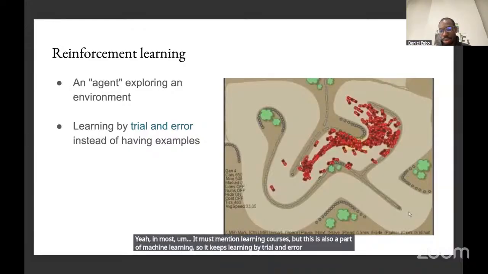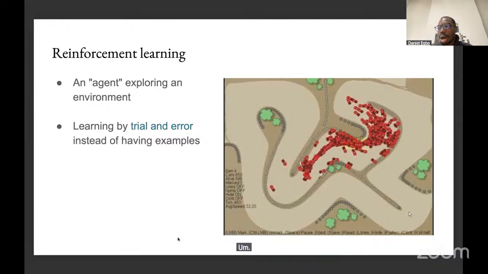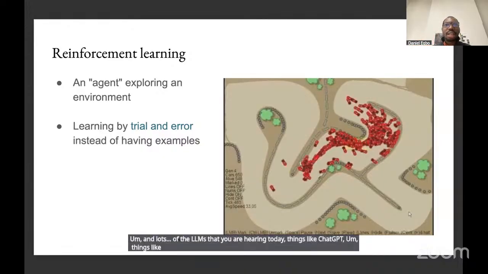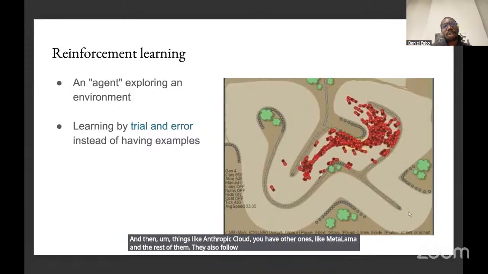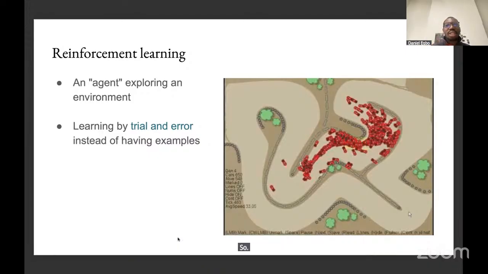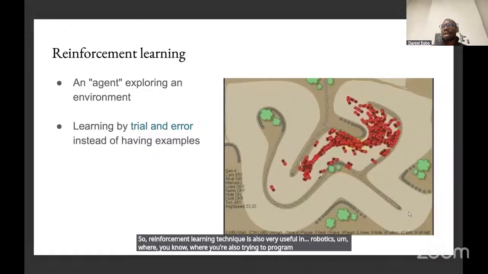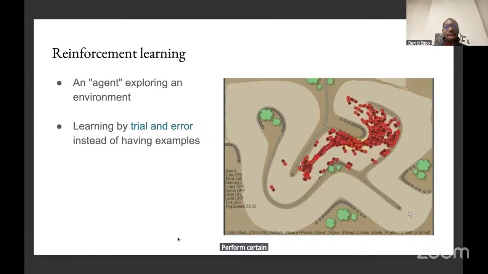And to be honest with you, a lot of the LLMs that you are hearing about today, things like ChatGPT, things like Google Gemini, they released a new version yesterday, and things like Anthropic Claude, you have other ones like Meta Llama, and the rest of them, they also follow this reinforcement learning technique. Reinforcement learning is also very useful in robotics, where you're trying to program a set of mechanical systems to see how well they can perform certain tasks and all that.